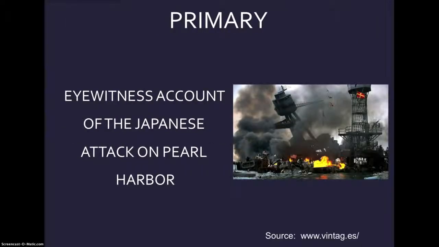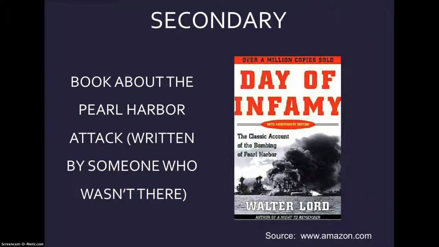Now here's an example of a primary source. An eyewitness account of the Japanese attack on Pearl Harbor. That is a primary source because the person was there and either participated in or witnessed the event. Here's an example of a secondary source, a book about the Pearl Harbor attack written by someone who was not there. That's why it's secondary.